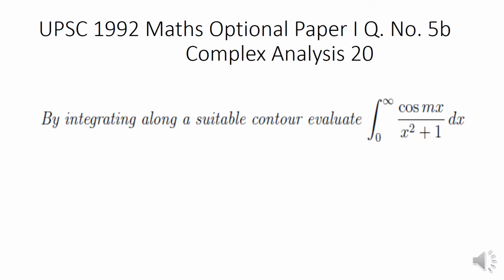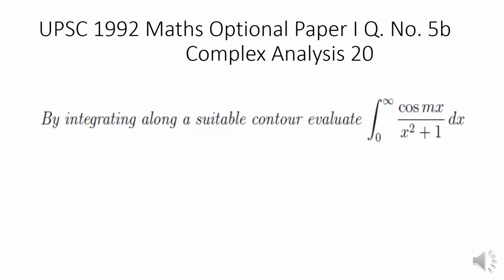First is, if mod f(z) is less than or equal to capital M upon capital R to the power k, for z equal to R e to the power i theta, where k is greater than 1 and M are constants, and tau or gamma is the semicircle, then the limit as R tends to infinity of the integral over tau of f(z) dz is equal to 0. So this is the first statement.